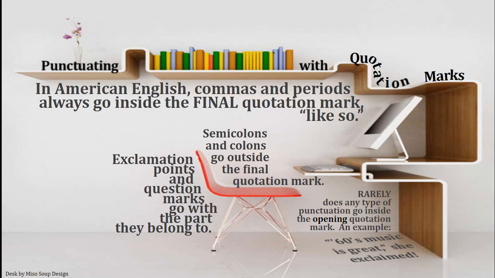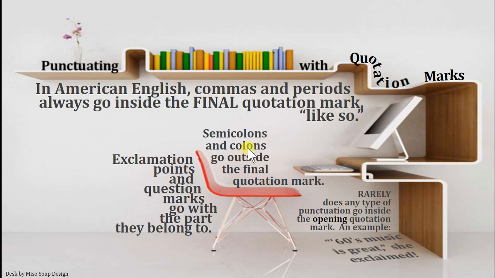Now, one of the things that we have to pay attention to is how we punctuate around those quotation marks. In American English, commas and periods always go inside the final quotation mark, like so. See right there after "so," we've got the period and then the quotation mark. It's different in British English, and I'm not sure about other versions of English, but in American English, the punctuation goes inside that final quotation mark if it's a comma or a period. So the plain, simple, regular punctuation is always going to go inside.